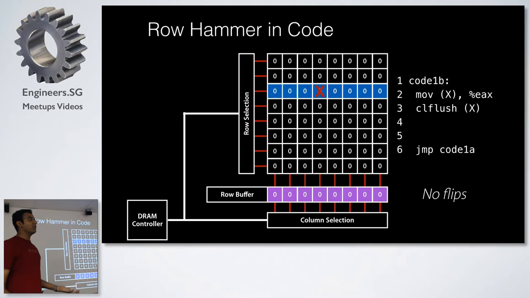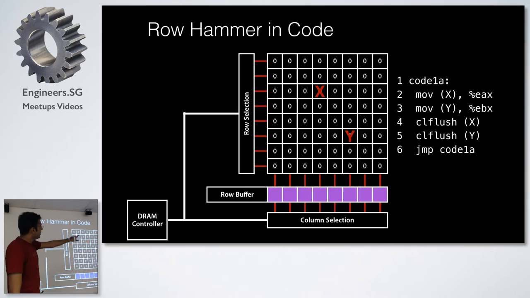Data was consistent. In the other code, let's assume that X and Y are now here. You ask for X and copy it to a register, then you move Y into another register, then you flush your CPU caches. If you flush your cache, the only way to now get this data is to load the entire row again, to open that row again. So this basically caused this to happen.